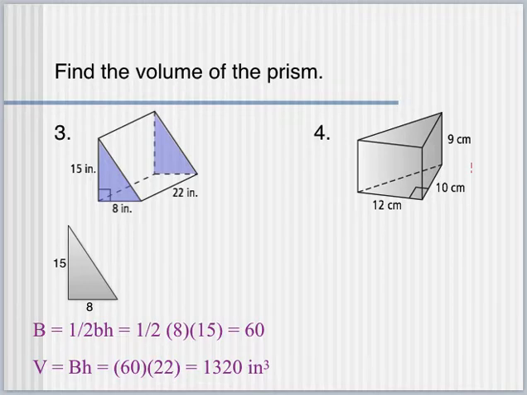A quick note, because this prism is on its side, the 22 is the height. If you picked it up and set it upright, that would be how tall it is. Keep in mind that the height is really just the distance between the two bases.